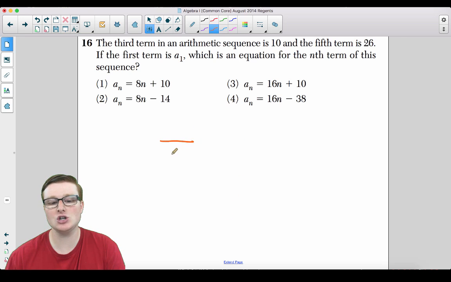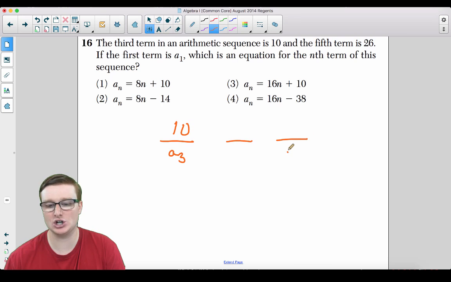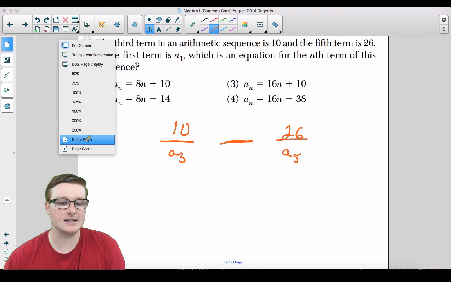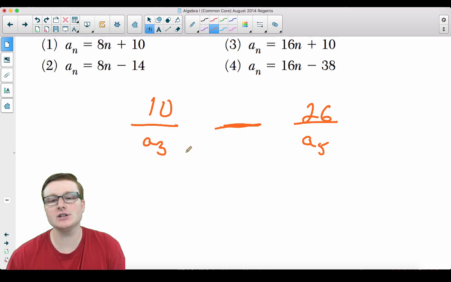So they're saying to you that the third term is 10, and that the fifth term is 26. Okay, this is quite an interesting question, because they don't give you the common difference. It's your job to find it. So look at this, ladies and gentlemen. We have the third and the fifth.